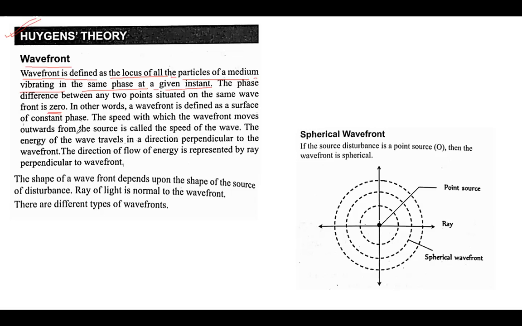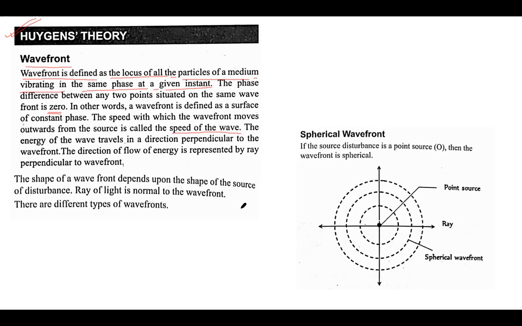The speed with which the wavefront moves outward from the source is called the speed of the wave. So the speed at which this wavefront moves outwards is known as the speed of the wave. The energy of the wave travels in a direction perpendicular to the wavefront. So energy always travels in the direction perpendicular to the wavefront. The direction of flow of energy is represented by a ray.